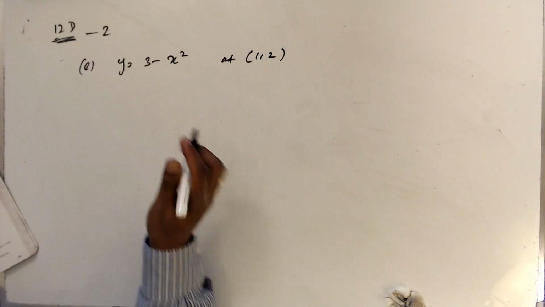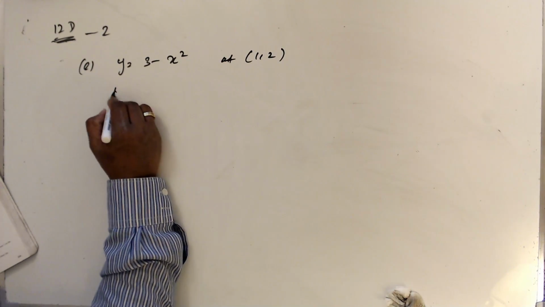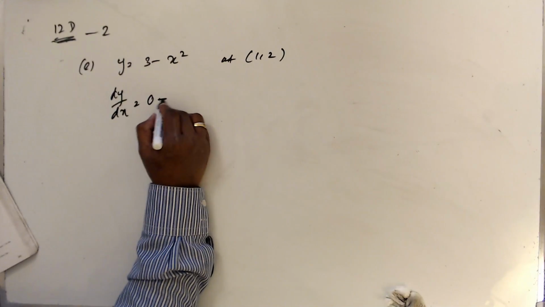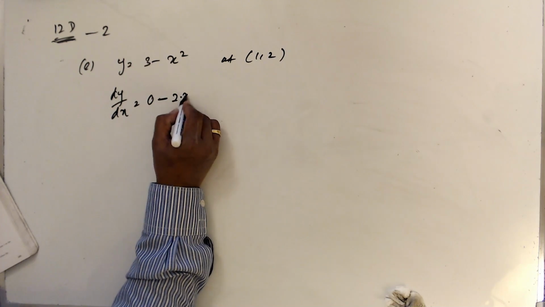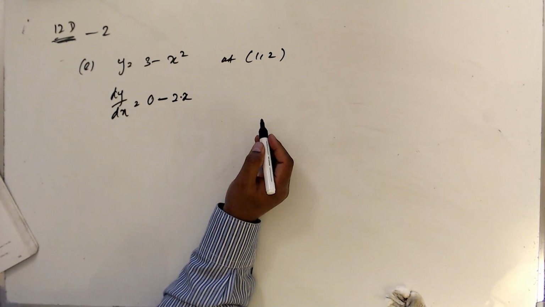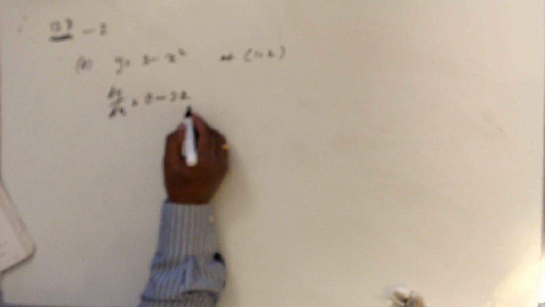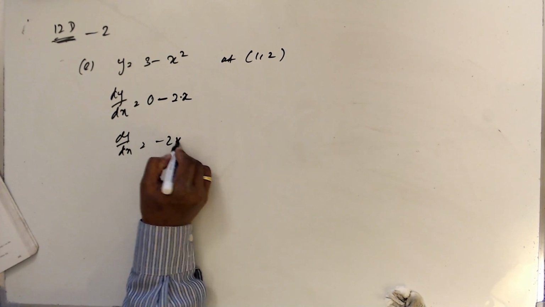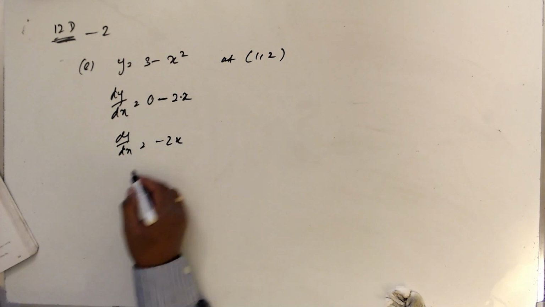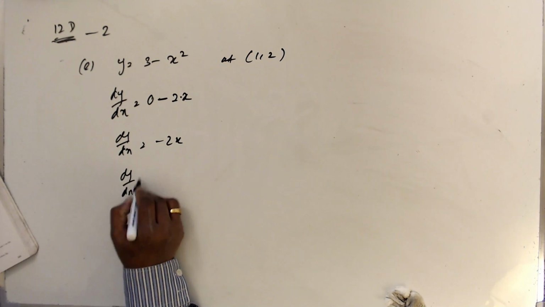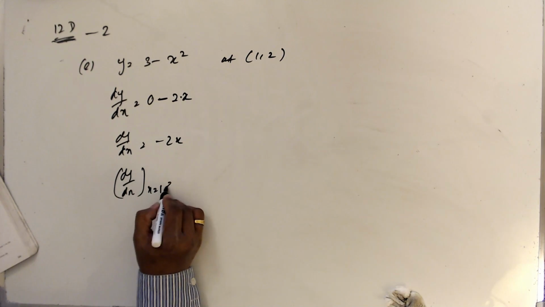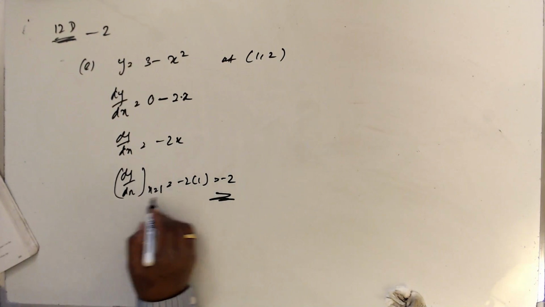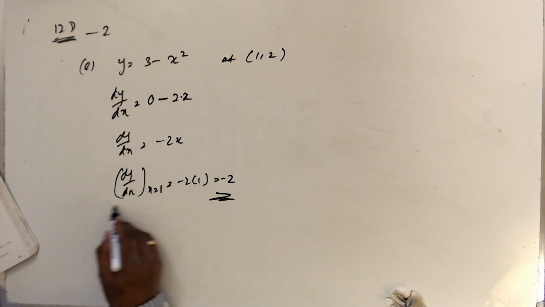Now dy over dx is 0 minus 2x. So dy over dx is minus 2x. At x equals 1, dy over dx is minus 2 times 1, which is minus 2. So the gradient is minus 2.